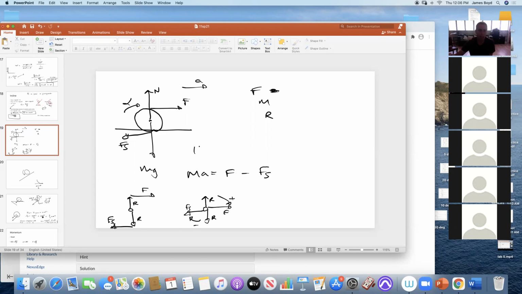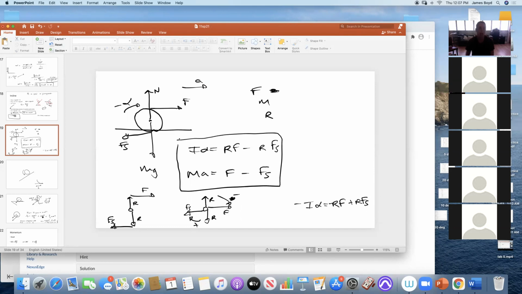So I alpha is RF minus RFs. However, if you had wanted to say that this was negative, then this one would be negative and this one would be positive, and I would get I alpha with a negative sign is RF with a negative sign plus RFs. So the negative signs would flip and I would just get this. So I start here.